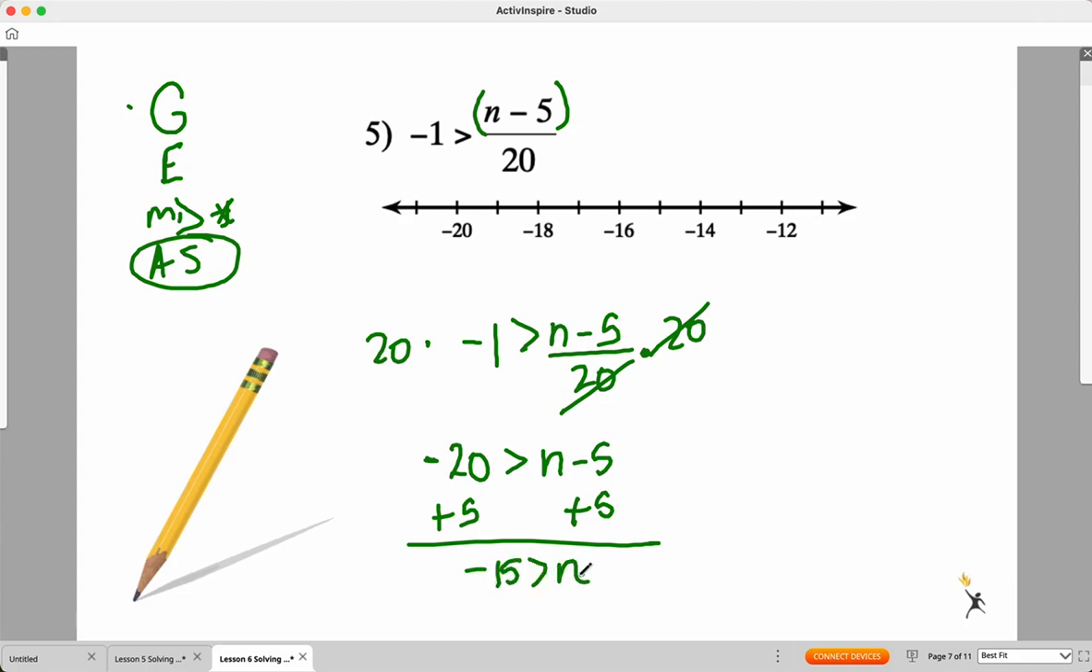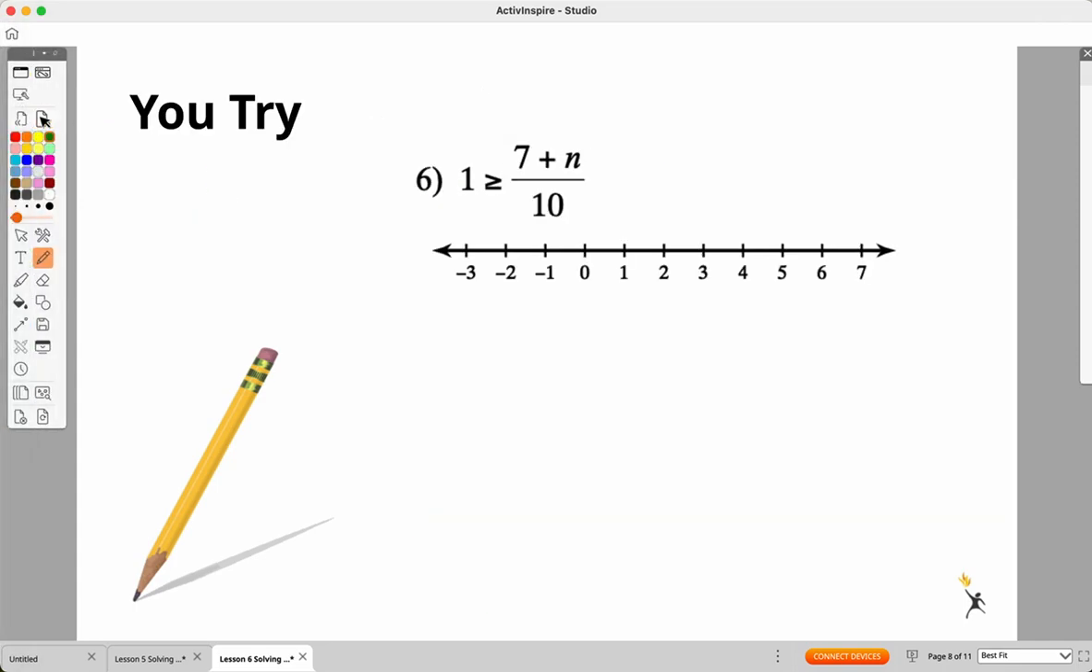So let's see. So now we got to read it from the n. What number would make this statement? The mouth is bigger. So this is going to be your biggest number at negative 15. If that's our biggest number, these are all smaller. So n is actually less than negative 15. All right, your turn to give this one a try. Pause the video and give it a shot.